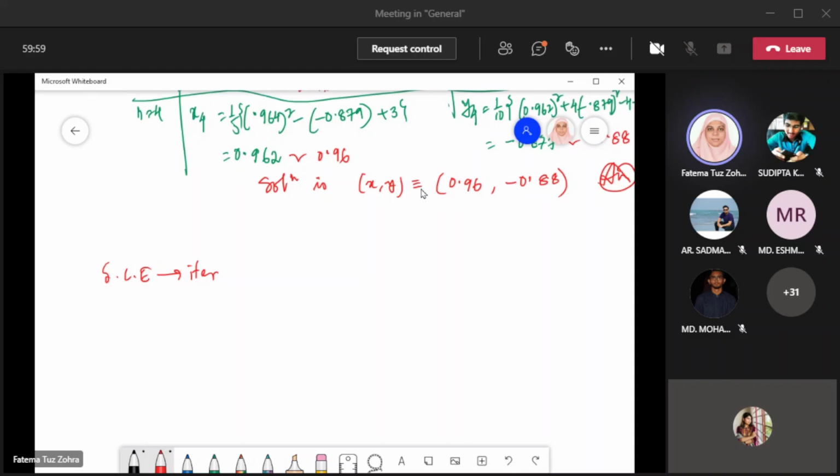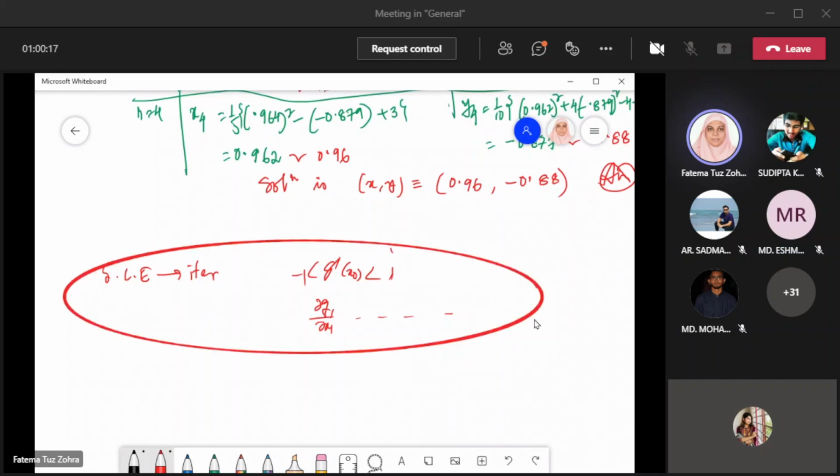Then it should be g prime x naught is in between -1 to 1. Then if it is a non-linear system of equations, that means del g1 del x1, and so on. So the same iterative formula is valid for three different types of equations, and the condition is different according to the given problem. Done?